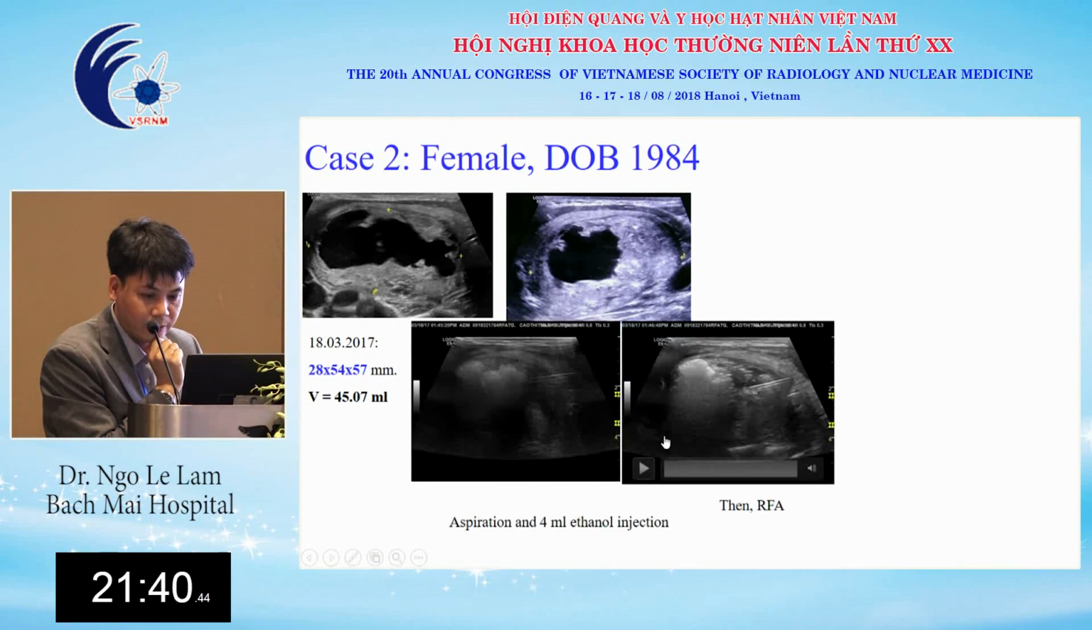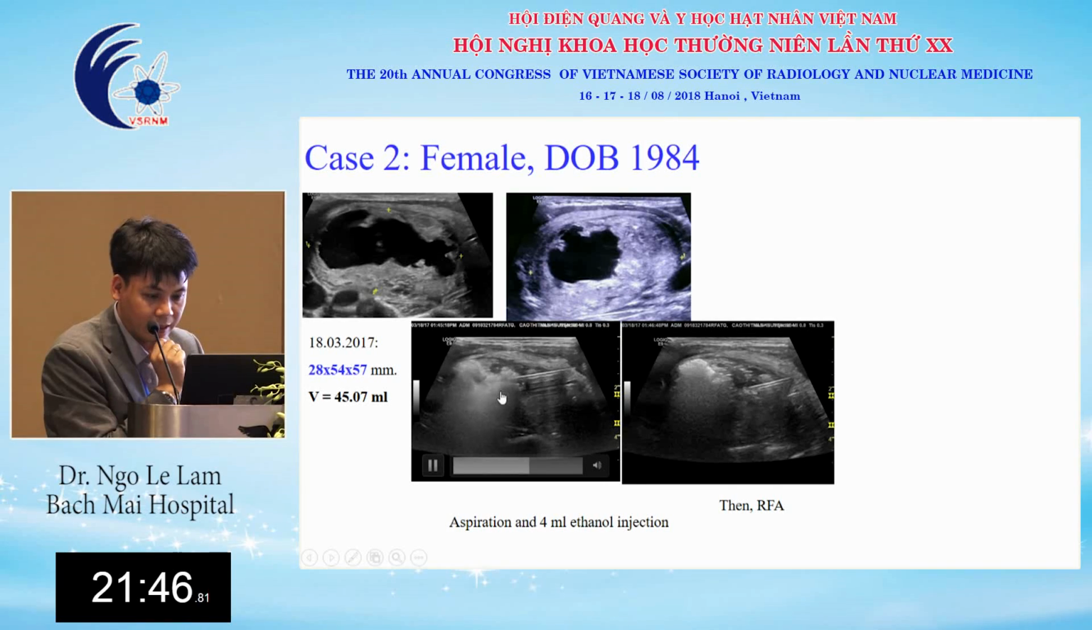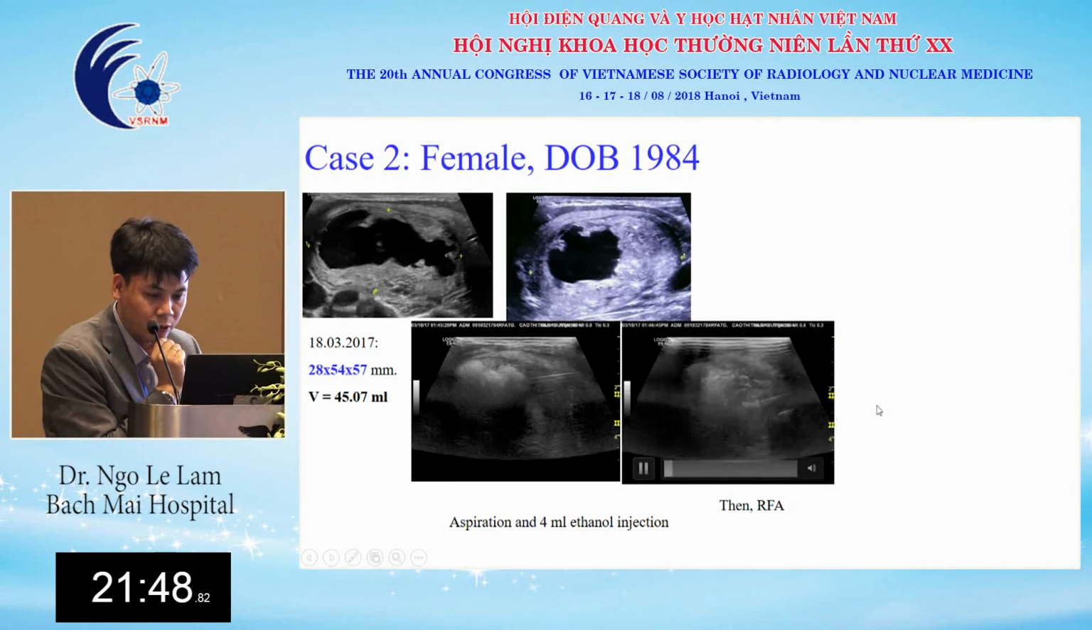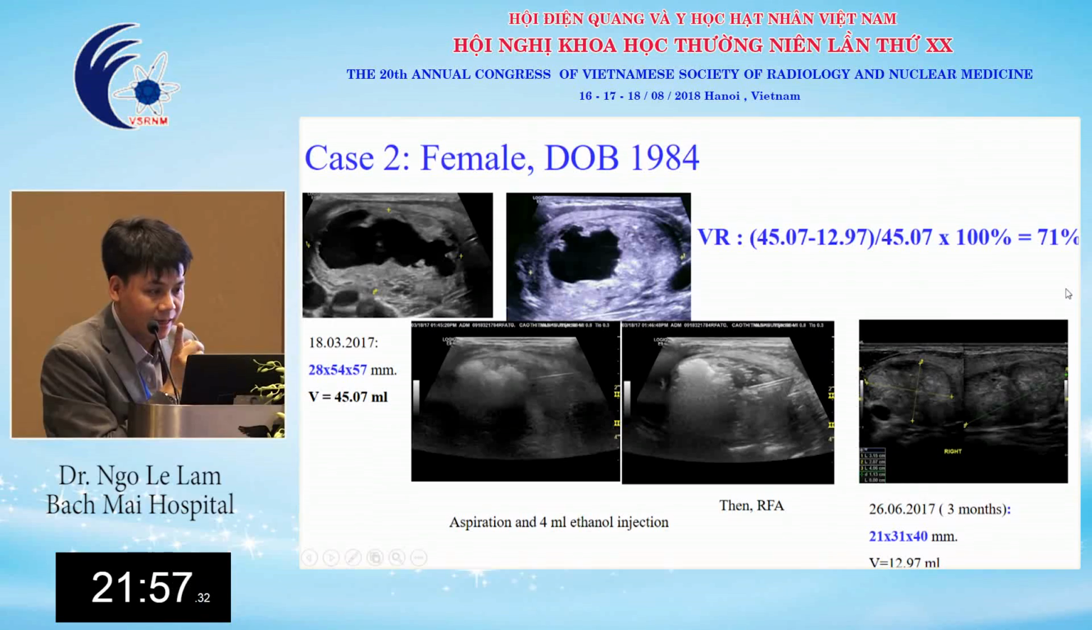And this is a cystic lesion, the volume about 45 mL. This is a puncture, aspiration, and alcohol injection, and then IFA. After 3 months, you can see 71% reduction in volume.